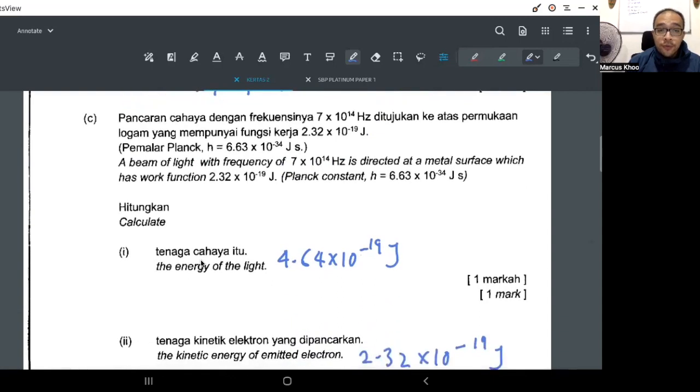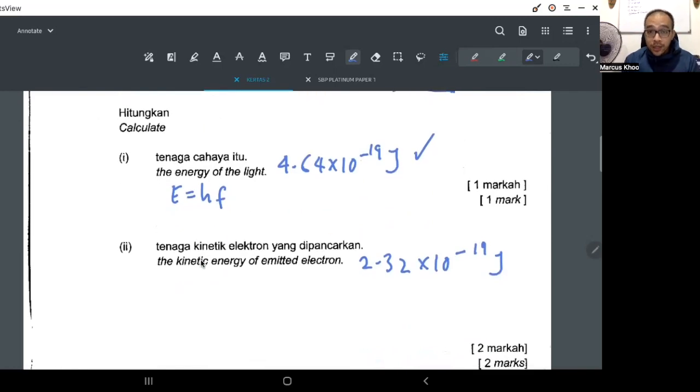So a beam of light with a given frequency is directed at the metal surface, which has a work function. Work function is the minimum amount of energy that you need to release the electron, and the rest of it will be the kinetic energy. So first of all, you want to calculate the energy of light, the light ray that you said. This would be E equals h times f. Planck's constant is given here, the frequency is given over here, so you multiply it and you get 4.64 times 10 to the power negative 19.